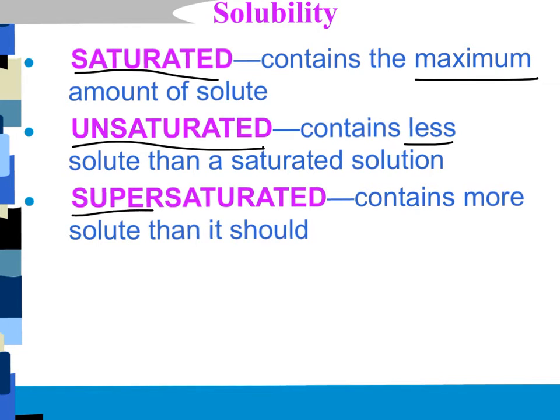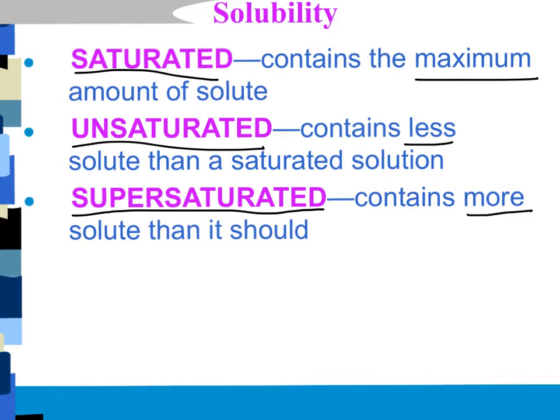Then the last term here is supersaturated. Supersaturated contains more solute than it should. This is something that's way beyond the saturation point. A very good example is rock candy. Rock candy is made out of mostly pure sugar.